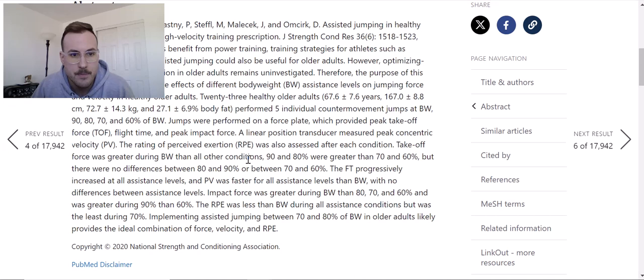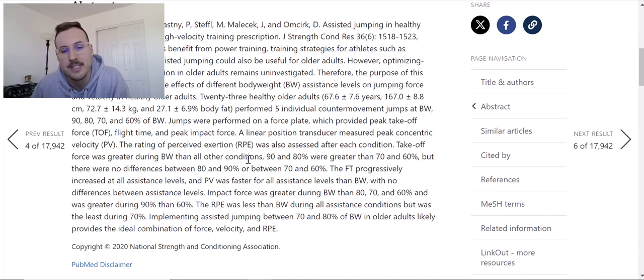Right? 90% assistance levels, I'm assuming that's what it was. Yeah, during 70% of their body weight. So they were still feeling the majority of their body weight as they were jumping, but it felt like it was the easiest. So of course, they're going to say what I just said.